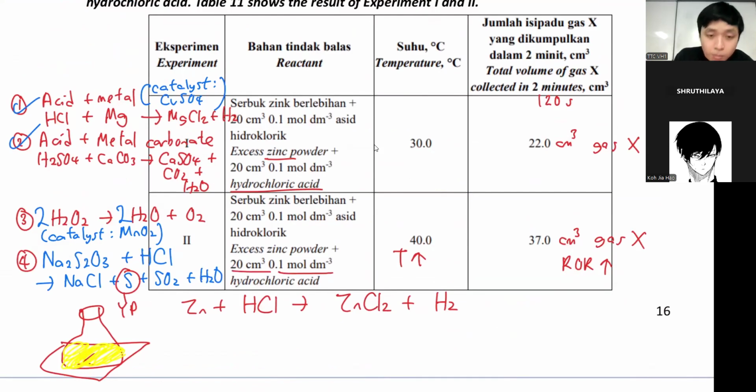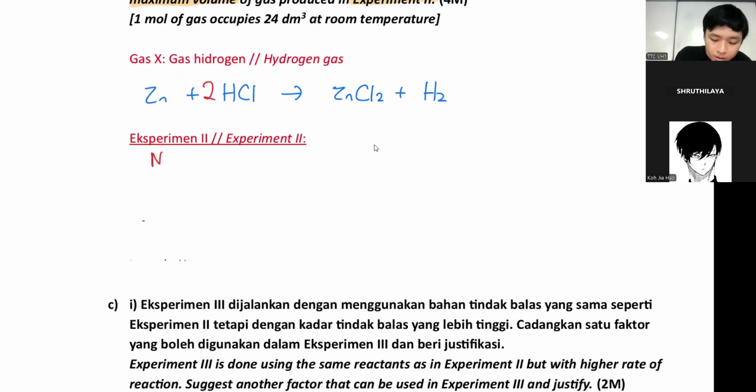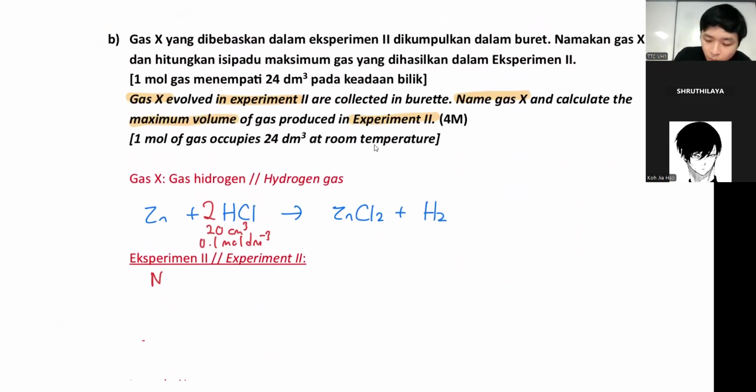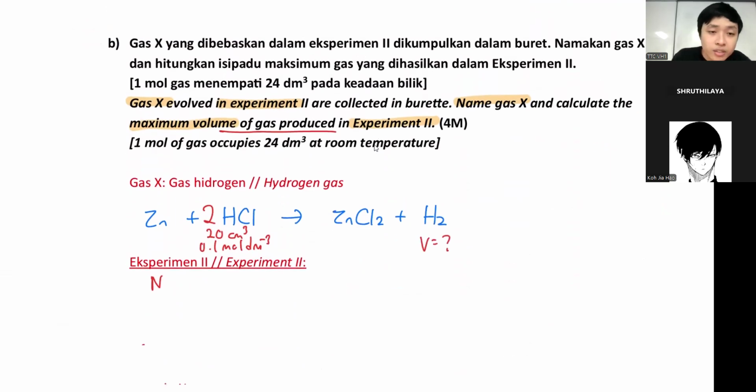20 cm cube, 0.1 mole per dm cube. What information given? 0.1 mole per dm cube is the concentration. In another way, it's called molarity, which is M. Volume is 20. So the formula is MV over 1000, very easy. They want to find the volume of hydrogen gas produced.